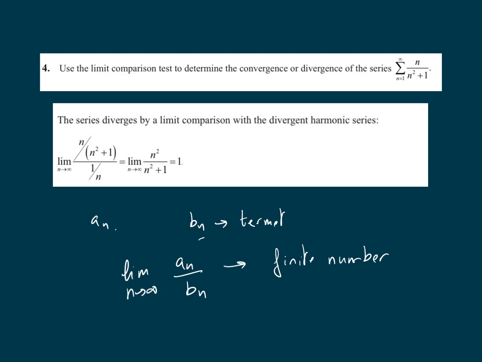What the limit comparison test says is that the structure of V sub n converging or diverging is the same structure of A sub n converging or diverging. They go hand in hand. If V sub n converges, A sub n converges if this is a finite number. Okay, let's apply what I have said to this series.